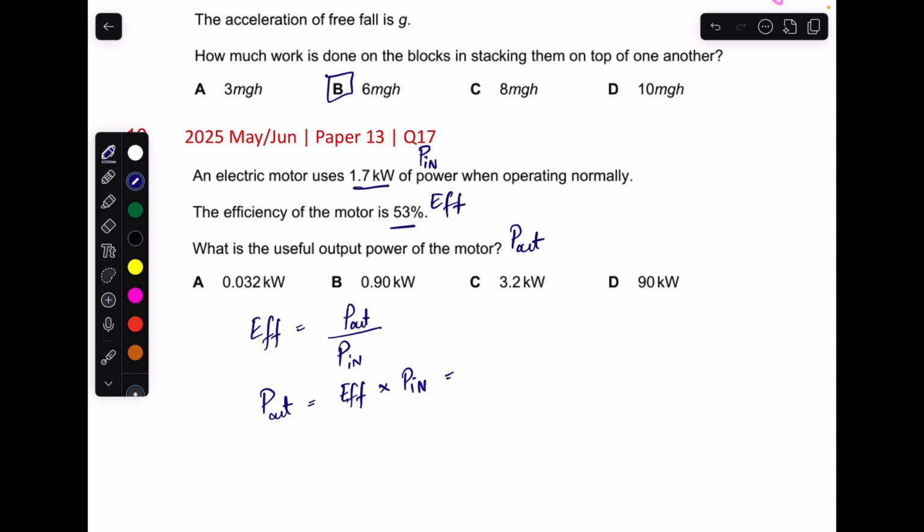Efficiency in percentage, if you have to convert 53% into a decimal, that will be equal to 0.53. You have to divide it by 100, okay? So 0.53 multiplied by the input power. Answers are all in kilo, so I'm not converting. Input is 1.7, okay? So your answer will also be in kilo. When you multiply both of them, 0.53 multiplied by 1.7, it will give you 0.901. And as we haven't converted the unit, our answer will also be in kilowatts, okay? So it's option B.